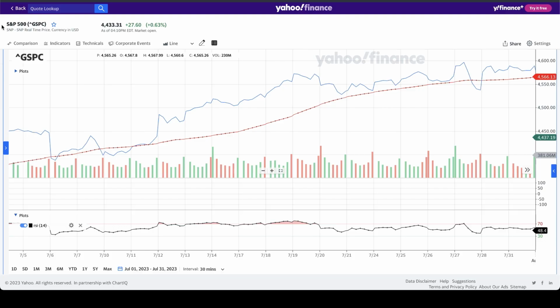The month of July was a pretty good one in the markets. The S&P 500 started around 4,450 at the beginning of the month. We see a good rise, ending almost near 4,580. That's close to a 3% gain for the month.